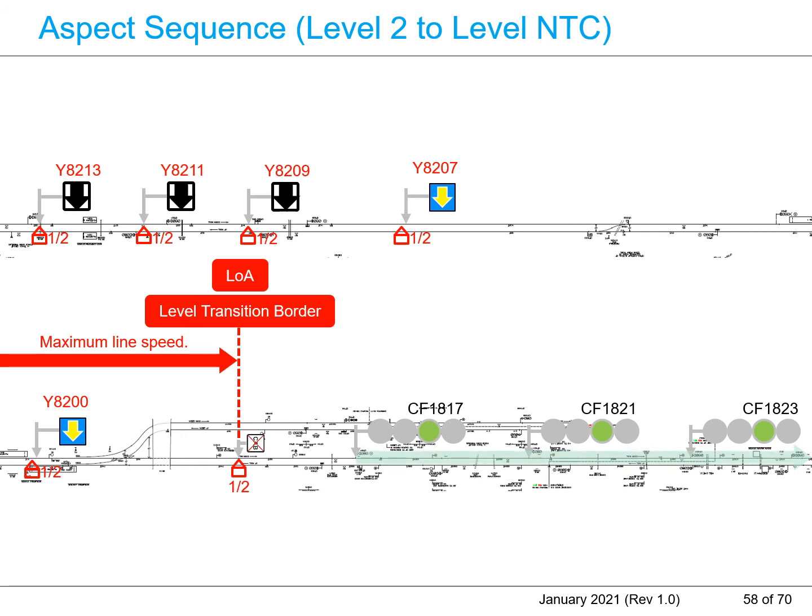When the first signal CF1817 beyond the level transition border indicates green aspect, the ETCS on board allows maximum line speed on approach to the LOA, which is the location of the level transition border Balise group. When the first signal CF1817 beyond the level transition border indicates double yellow aspect, the ETCS on board still allows maximum line speed on approach to the LOA. This is because the commencement of the speed reduction for stopping on the approach side of the signal CF1823 in the level NTC area is beyond the first signal CF1817.